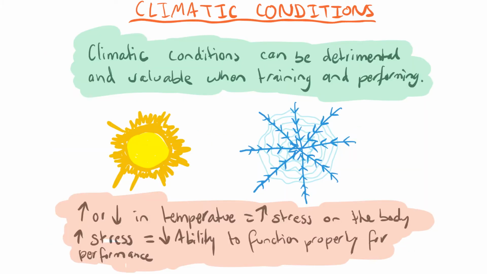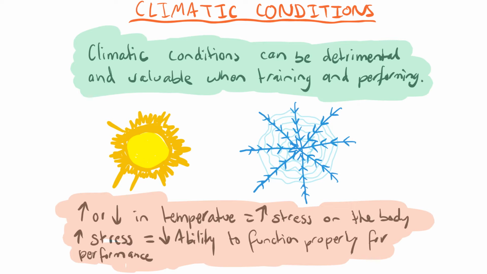So we start by having a look at the climatic conditions. Now, climatic conditions can be detrimental and also valuable when training and performing. So obviously if we have desirable climatic conditions, if an athlete is well suited to competing in hotter or cooler climates, that's obviously going to be valuable. However, most often extreme temperatures are usually detrimental, so they have a negative effect on training and performance.